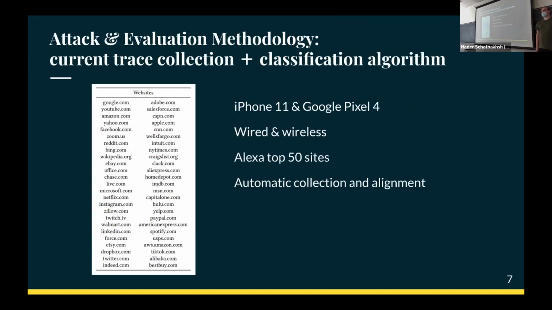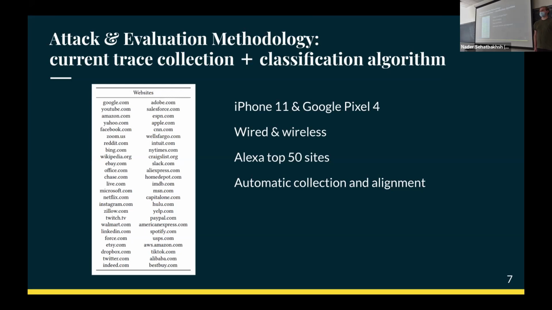We're going to talk about the attack and evaluation methodology first, because it's helpful for understanding the main contributions. It's actually pretty straightforward. Basically, we just need to collect a bunch of different current traces on different devices and different websites. They did it with an iPhone 11 and a Google Pixel 4. They collected them separately, with wired charging and wireless charging, so that they can compare to see if there's any parallel between wired and wireless.